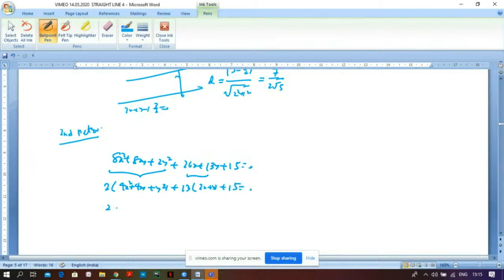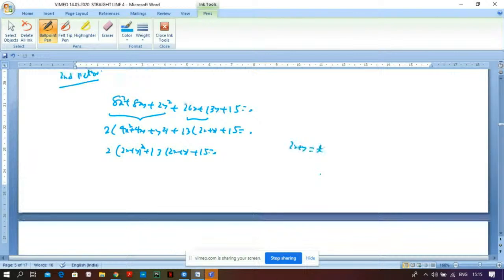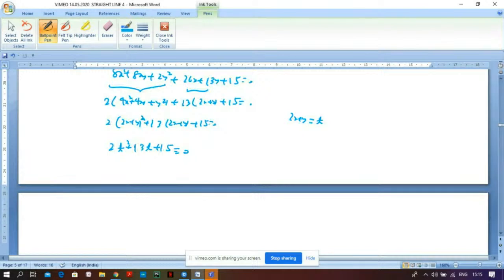Now notice that this is 2 times (2x plus y) whole squared plus 13 times (2x plus y), plus 15 is 0, meaning that I can take 2x plus y as t. It's a quadratic in t. That will happen for parallel lines. So this is 2t squared plus 13t plus 15 is 0. And now I can solve it. This 2 times 15 is 30, and 30 I have to break.